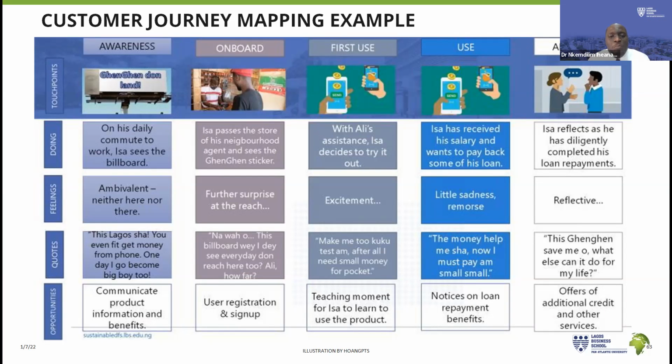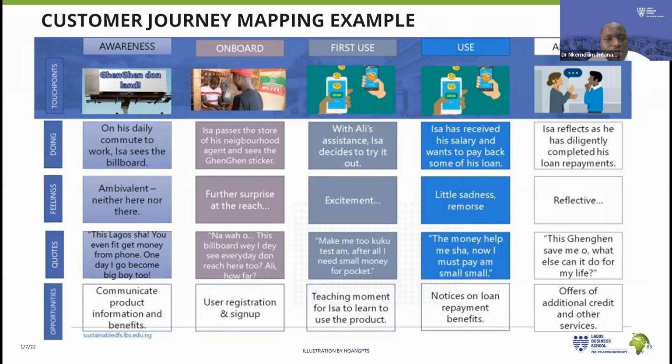After all, I need small pockets. I need small money for pocket, meaning after all, I need to have some money in my pocket to catch up with some of my petty expenses. And the opportunity here in first time use is actually teaching Issa to learn to use the product. So since it's a payment product, how can I use it to pay bills, pay back loans, etc.? Now, that's first time use.